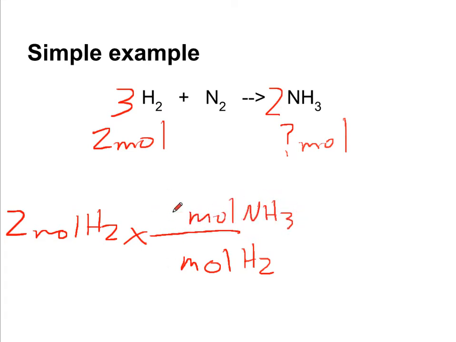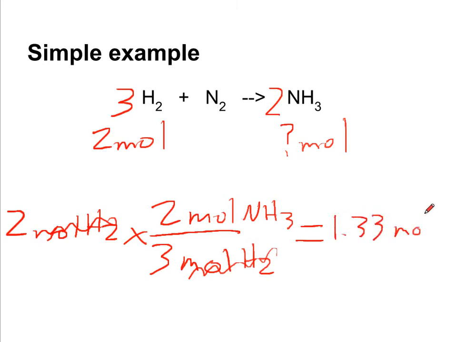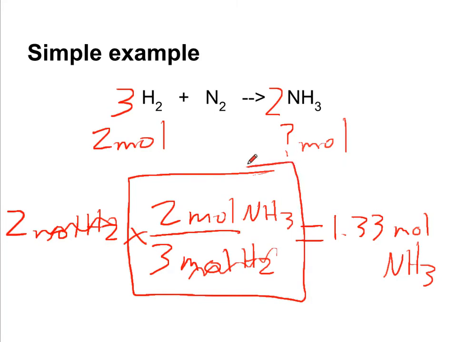Now the numbers that we put with this conversion factor are the coefficients for those things from the balanced equation. There's a 3 in front of H2, so we put a 3 down here. 2 in front of NH3, so that 2 goes up there. Moles of H2 are going to cancel out, so my answer is going to be in moles of NH3. So to solve this, it's 2 times 2 divided by 3, which you should end up with 1.33 moles of NH3. Again, that's a very simple example because we could go straight to the mole ratio step right here. Usually, there's work before and after the mole ratio where you've got to convert into moles and out of moles again.